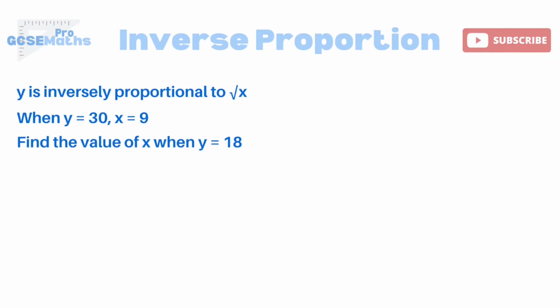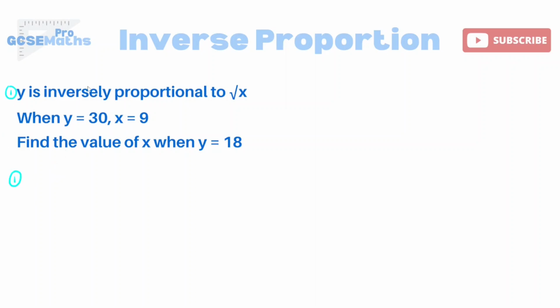So this next question is again very similar. The only difference is that we have a square root of x. Pause the video, give it a go if you feel happy with the method by now. So y is inversely proportional to the square root of x. When y is 30, x is 9. Find the value of x when y is 18. Okay, we're just going to copy exactly the same thing again and again, aren't we?